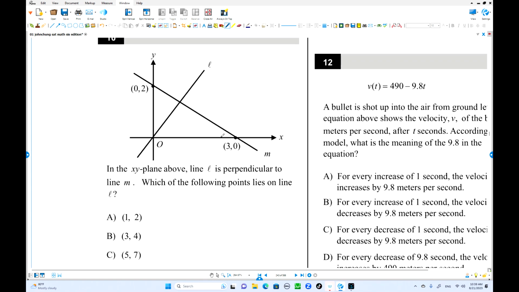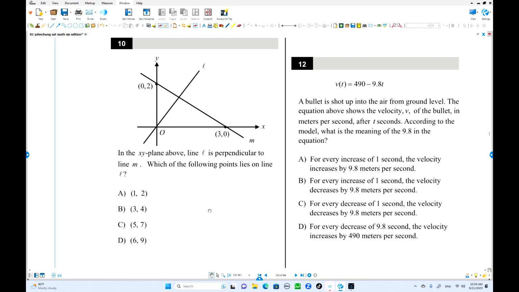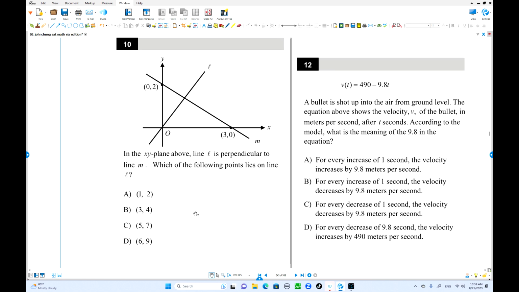Right, number 10. A little small. L is perpendicular to line M. Okay, this is the perpendicular. What is the slope of this one? This is 2 over 3. Negative slope is what? Negative 2 over 3, okay? Now what is the slope of this one? Negative reciprocal. This slope is what? 3 over 2, but it passes through the origin. So the equation here is y equals just 3 over 2 x.